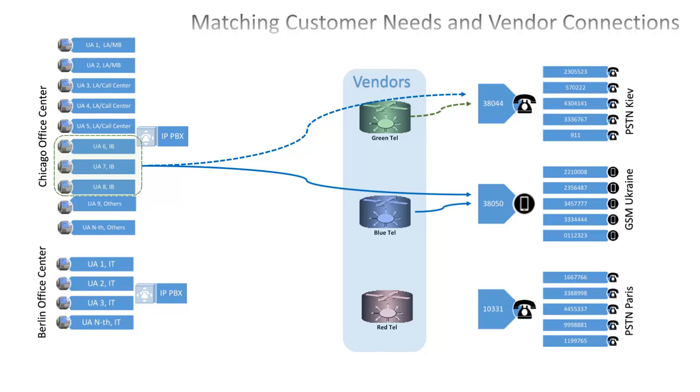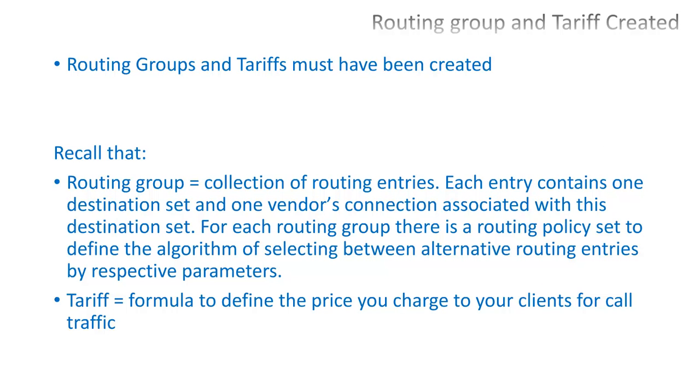For instance, an IB client can call PSTN Kiev and GSM Ukraine via respective connections of GreenTel and BlueTel. At this point, we need to recall that for routing the calls of your customers to needed destinations, you need to create routing groups in the soft switch. For pricing the call traffic, you should create tariffs. The routing groups and tariffs are covered in our basic video tutorial.